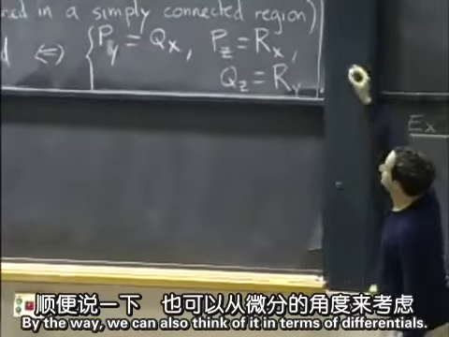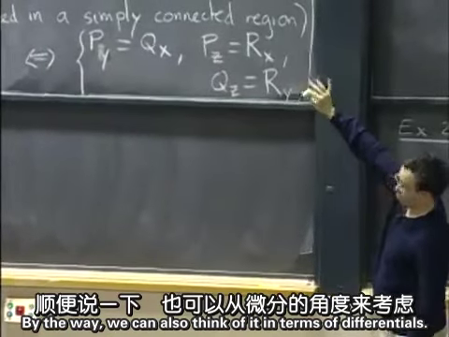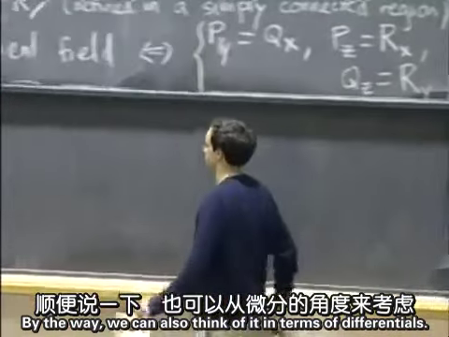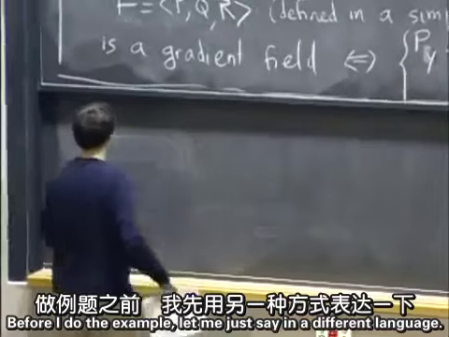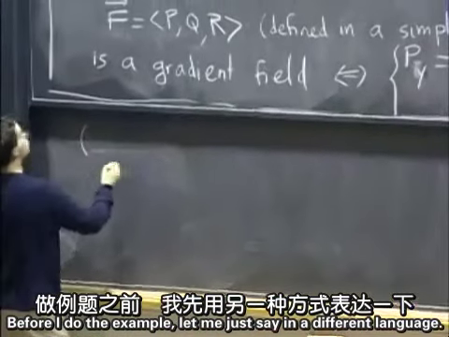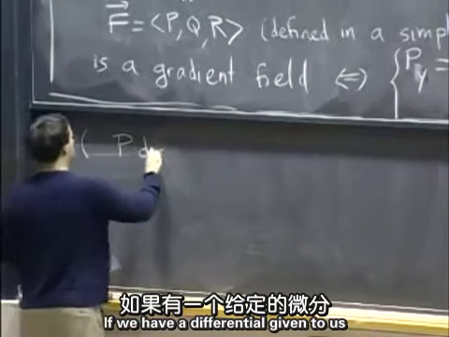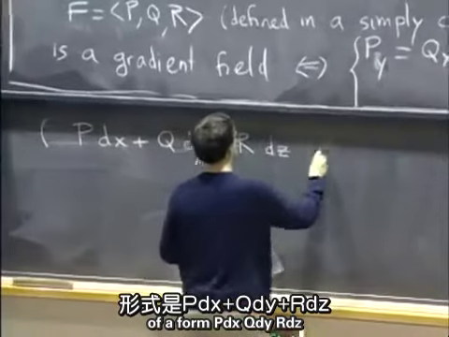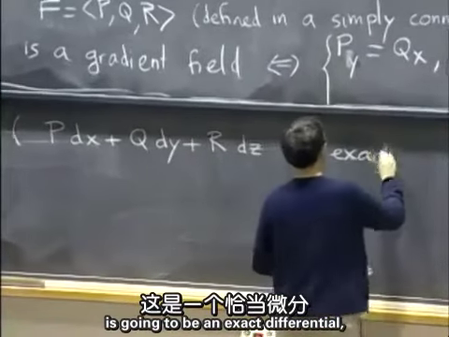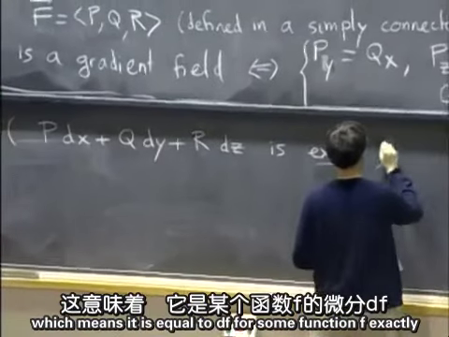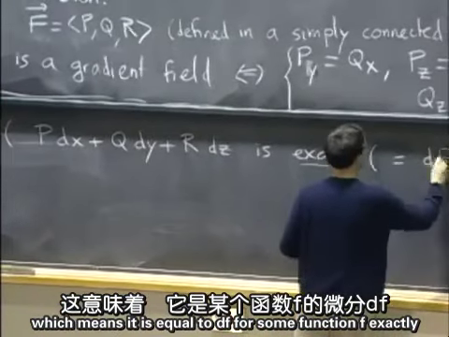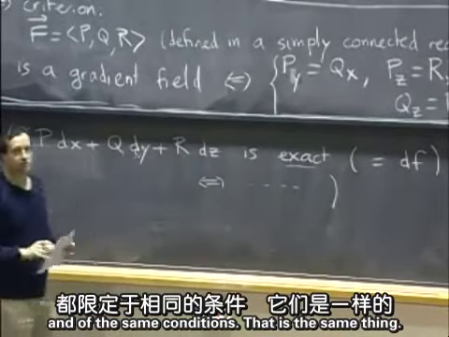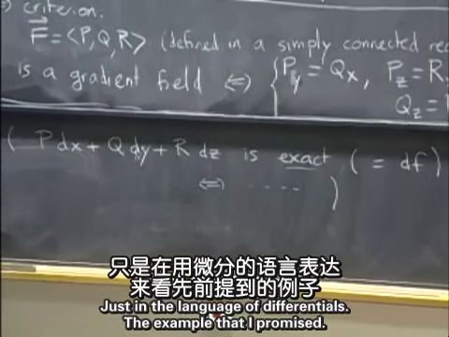Oh, by the way, sorry. We can also think of it in terms of differentials. So before I do the example, let me just say in a different language, if we have a differential given to us of the form p dx plus q dy plus r dz, it is going to be an exact differential, which means it's equal to df for some function f, exactly under the same conditions. That's the same thing, just in the language of differentials.